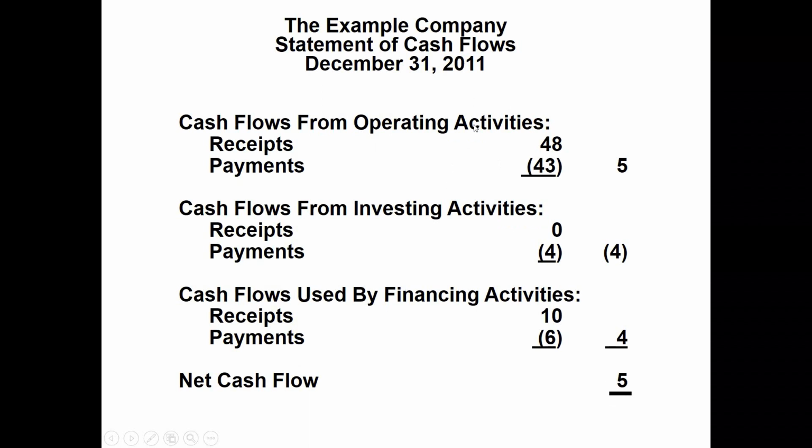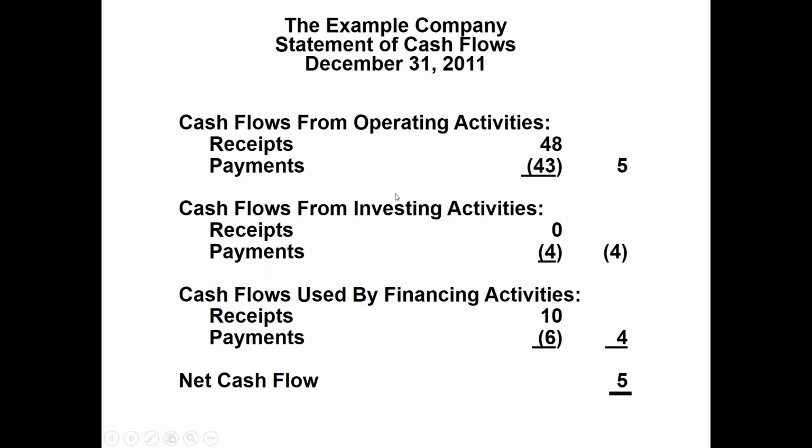From operating activities, we receive 48, and then we made payment of 43. So it means that here we have 5. Let's say if it is dollars or Ghana cedis, we have got 5 Ghana cedis here as extra because we received 48 and made payment of 43. So it means we have extra 5 cedis here.